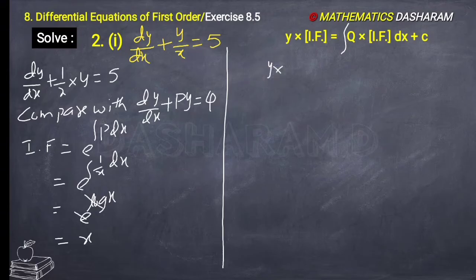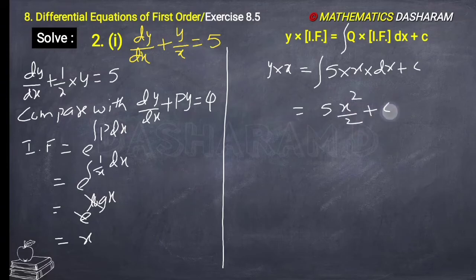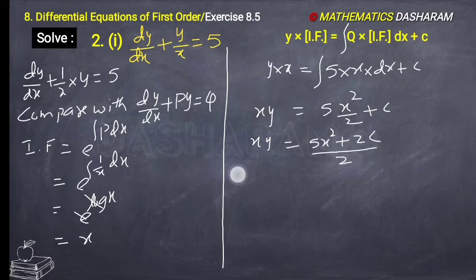So y into I.F., that is the integrating factor x, equals integration of q, that is 5 into x dx, plus c. So it equals 5 into x square by 2 plus c, equals y into x, that is x into y. So x into y equals (5x square plus 2c) divided by 2. So 2xy equals 5x square plus 2c, and 2c can be written as c. This is our required solution.